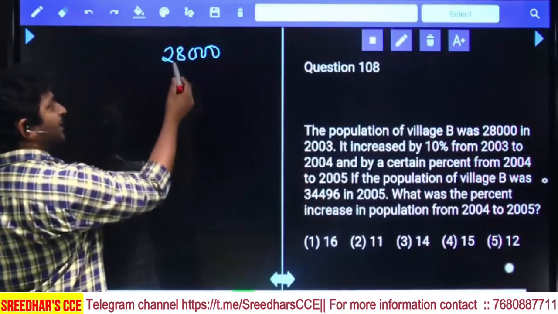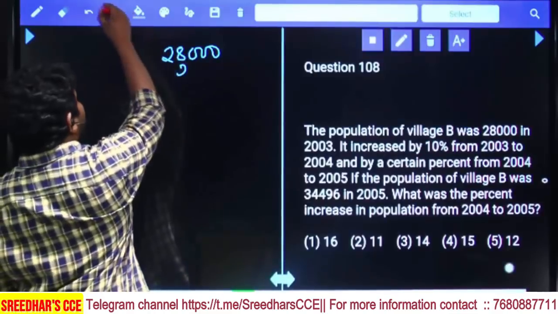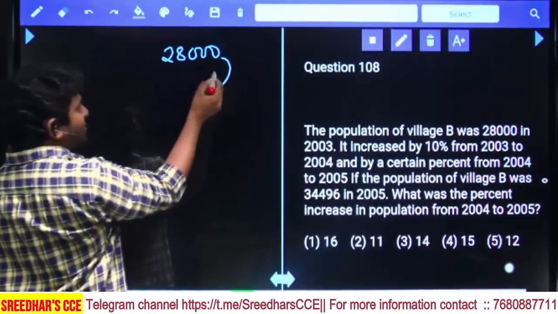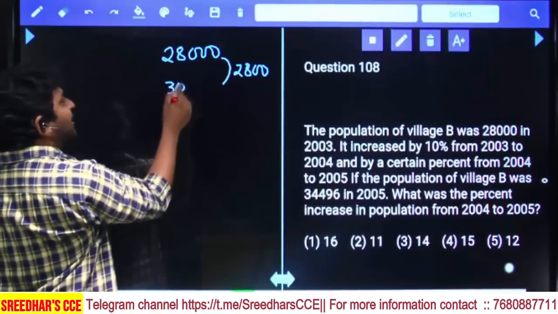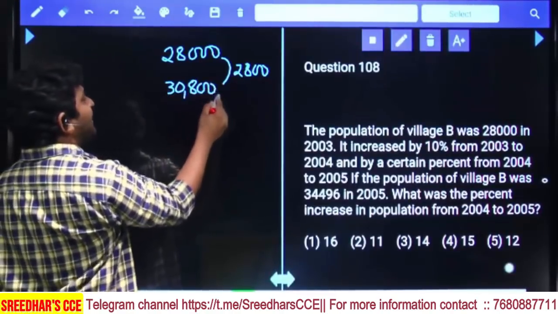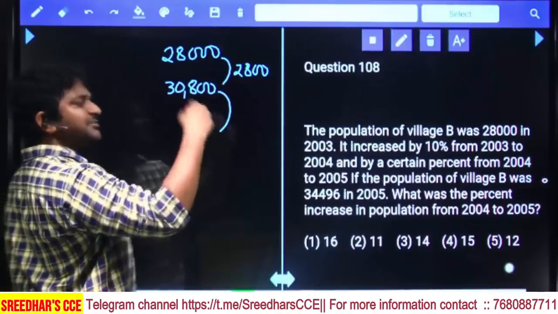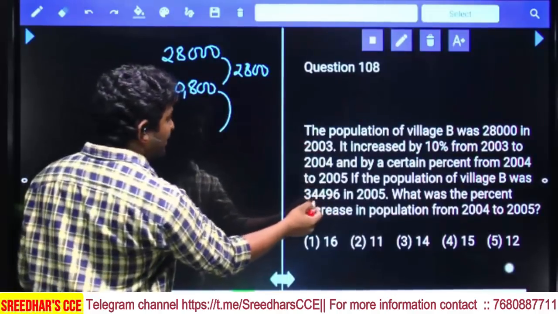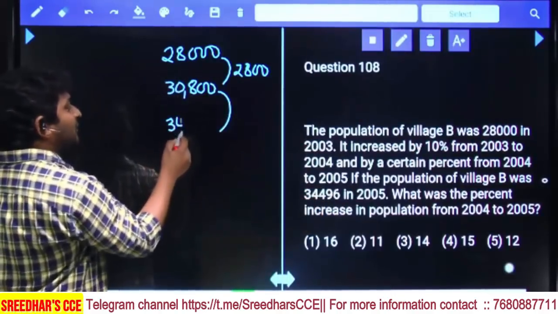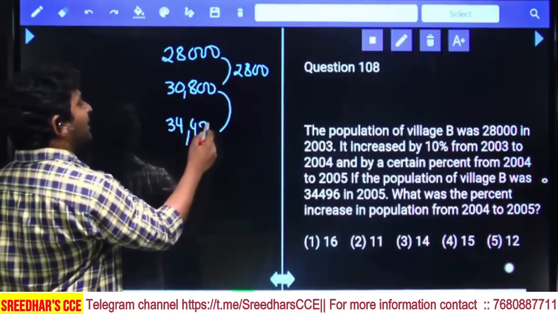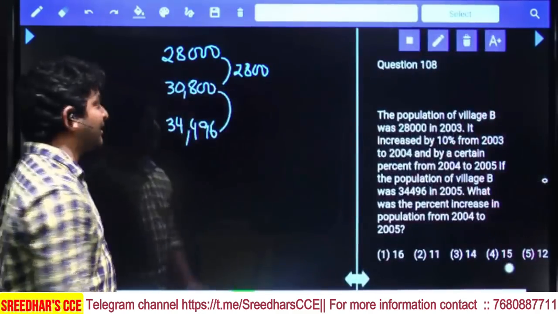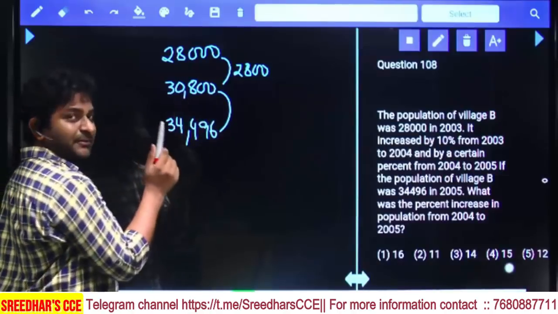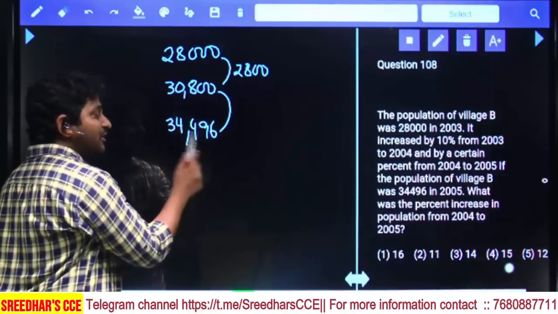10% in the sense 2,800 we have to add. When I add 2,800, then the value becomes 30,800. Now next year it increased by a certain percentage, we don't know, but the value becomes 34,496. How much increase happened here? Let's calculate that. Treat it as 31,000. This is how much more than 31,000?